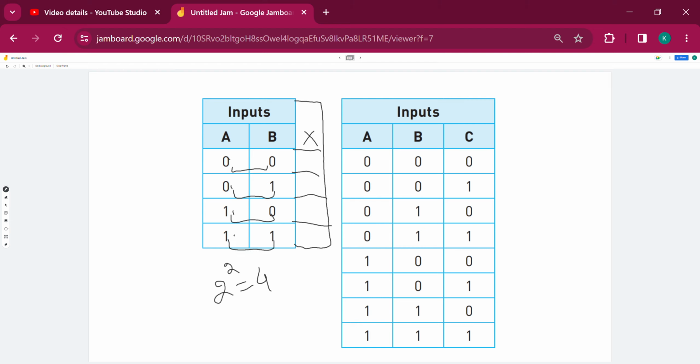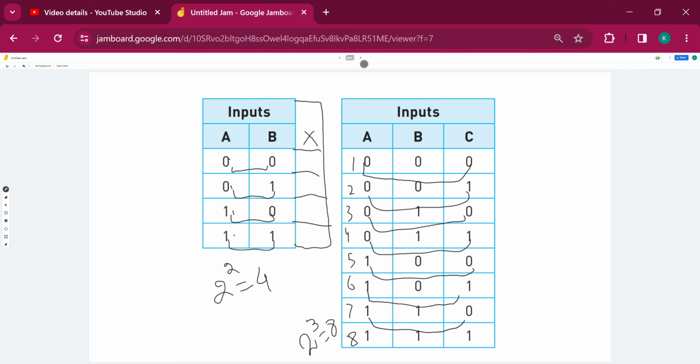When we have 3 inputs, yes, there is a possibility that we can handle 3 inputs. So 2 power 3 is equal to 8. You can see here that we have 8 input combinations in this table, and every combination is different from each other. Although we will reinforce this topic in our next lecture, for your understanding, I have just introduced the topic of truth table here as well.